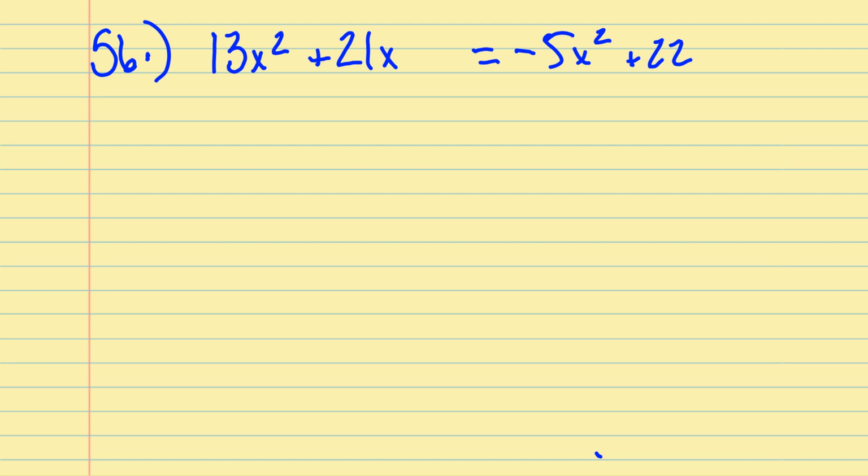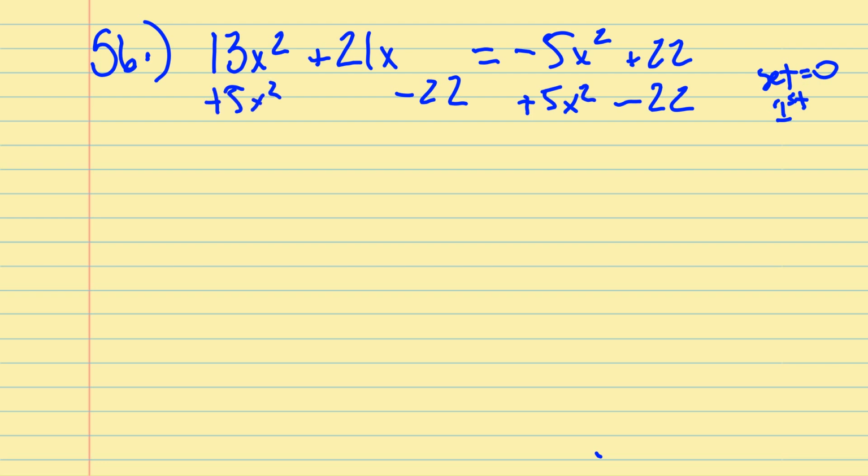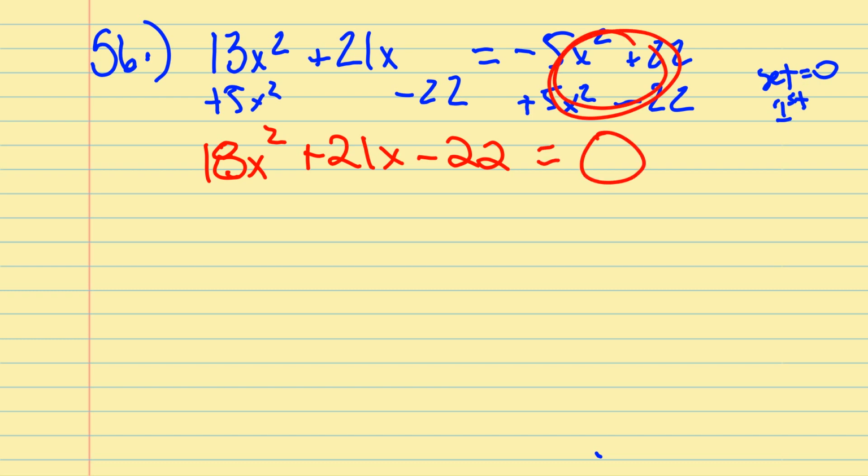All right, 56. Once again, we have to set it equal to 0 first. So I have to minus 22 from both sides. Notice, I don't put the 22 near the x or the x squared because they're not like terms. And 5x squared has to go with the other x squareds. I line them up to make sure I have the correct terms. So I'm going to put 18x squared plus 21x minus 22 equals 0. Remember, that's why I put those in there, so I could cancel it out and get 0.